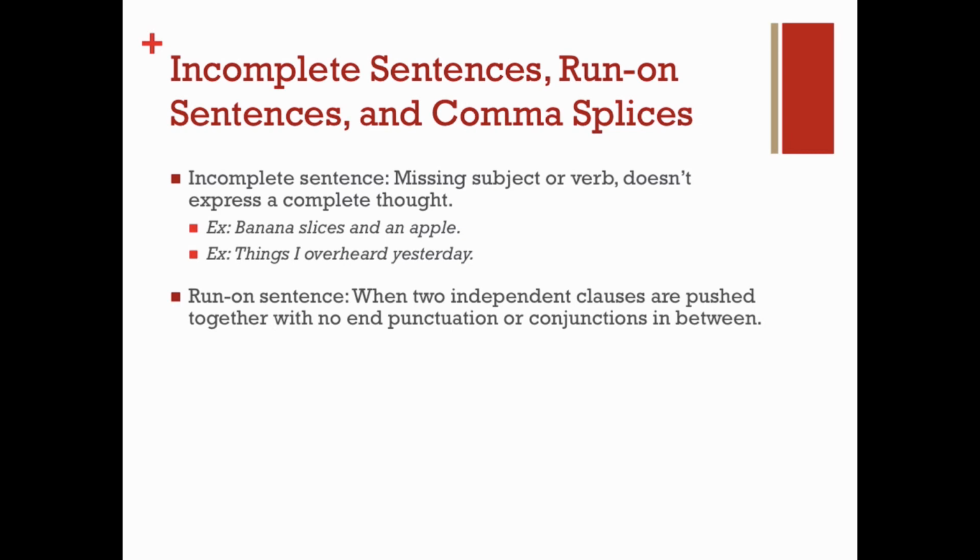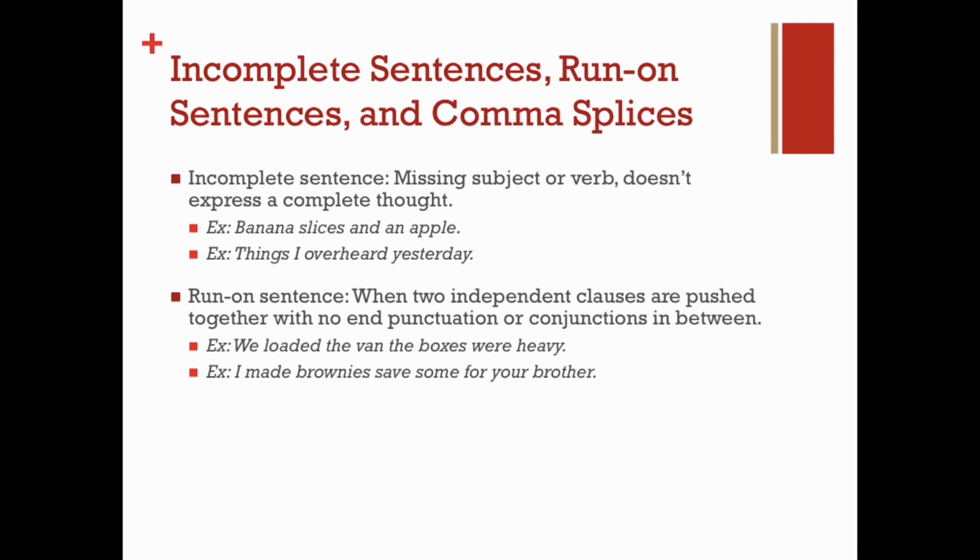A run-on sentence. Run-on sentences happen when two independent clauses are pushed together with nothing in between. So there's no end punctuation, such as a period or an exclamation point. There are no conjunctions, so no FANBOYS, no subordinating conjunctions, nothing to tie these two clauses together. They just sort of run together, hence the term run-on sentence. We loaded the van, the boxes were heavy. That's an example of one. I made brownies, save some for your brother is another example.